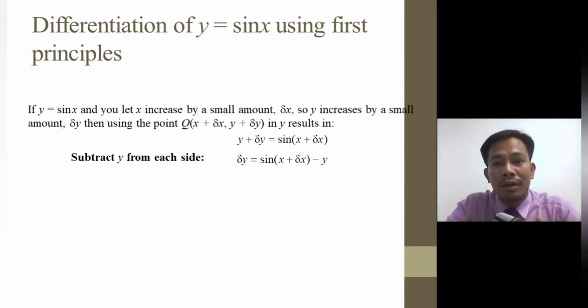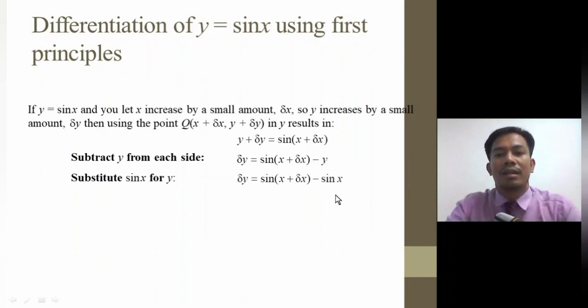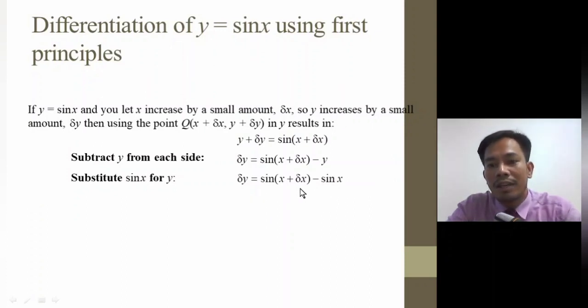Remember, our goal here is to find the increment of y over increment of x. Why? Because if you want to look for the approximate value of the derivative of the function, you have to look for the ratio of the increment of y over the increment of x. So we substitute sine x for y. This y will become sine x, so we have sine of the angle x plus increment of x minus sine x.